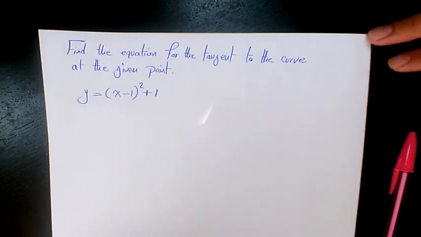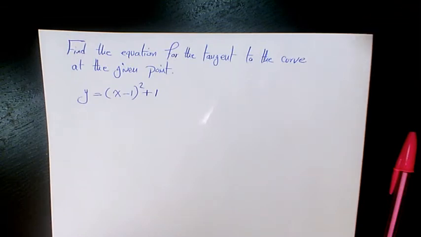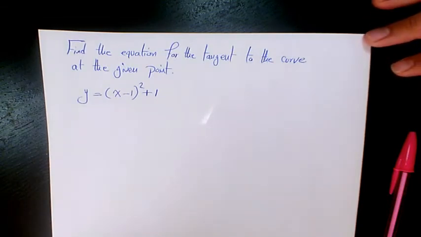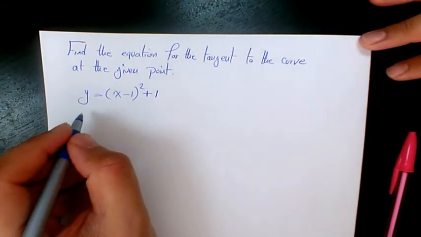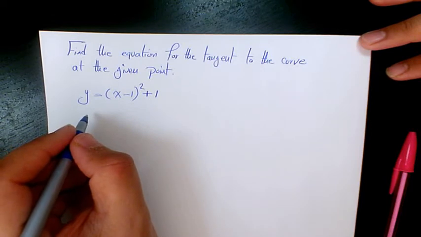Welcome to another video. In this video I want to talk about slopes and tangent lines, and I'm going to show you some examples. So let's find the equation for the tangent to the curve at the given point, y equals (x minus 1) squared plus 1. So how can I do that using limits?